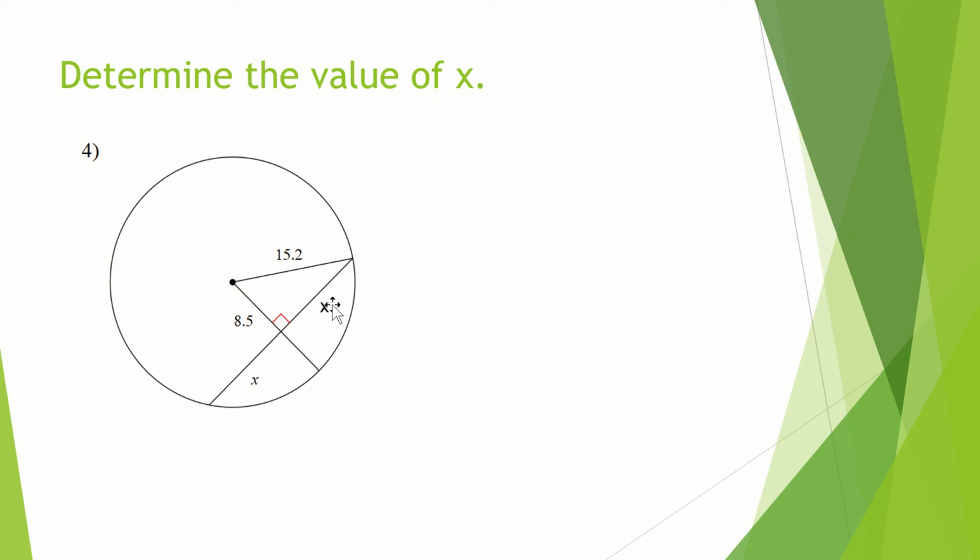So now because of that, we can use the fact that this is a right triangle, and we can use Pythagorean's theorem, right? Pythagorean's theorem works for any right triangle. So the two legs, not the two bases, 8.5 squared plus x squared has to be equal to the hypotenuse squared, which is 15.2. So we square the numbers, we subtract 72.25 from both sides, and take the square root and realize that the answer is about 12.6.